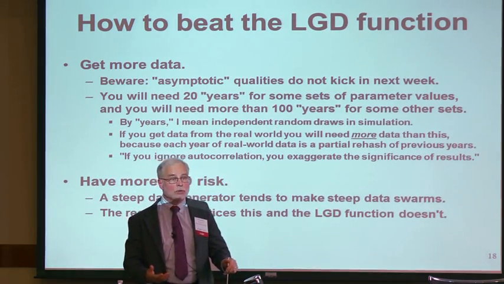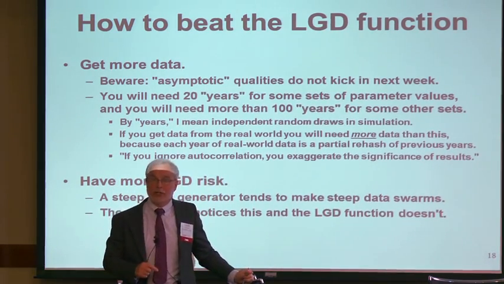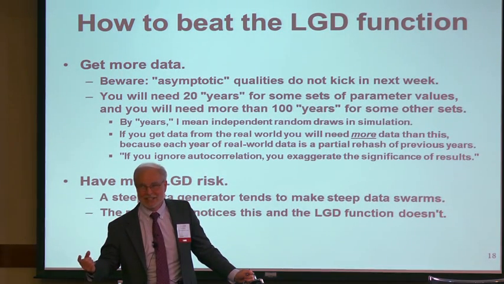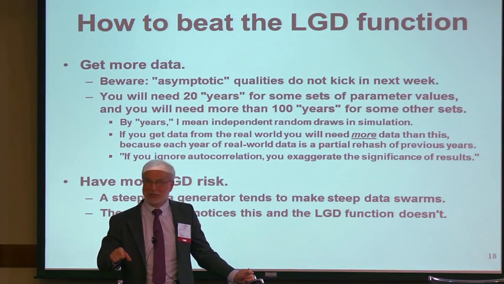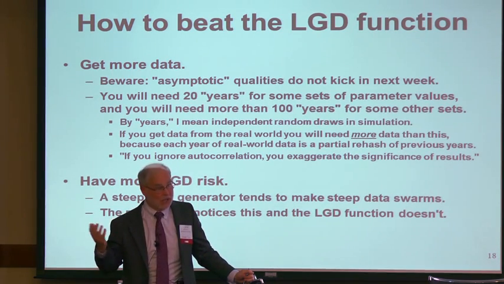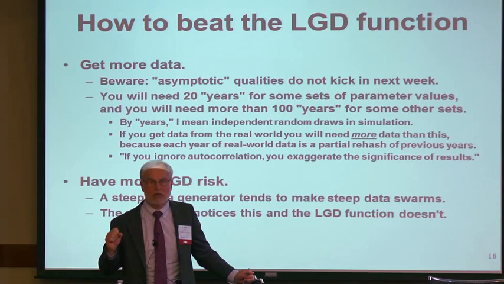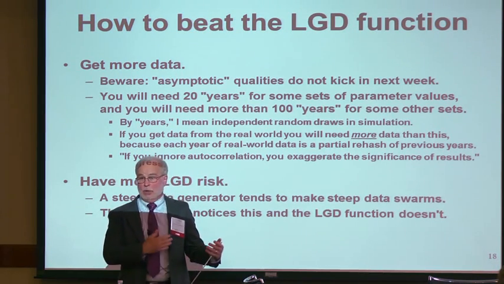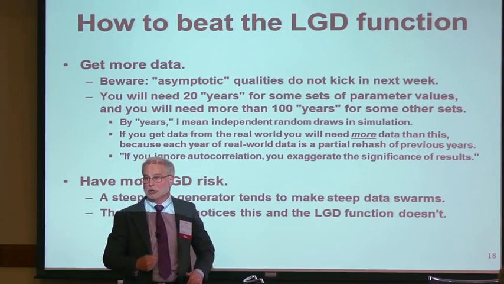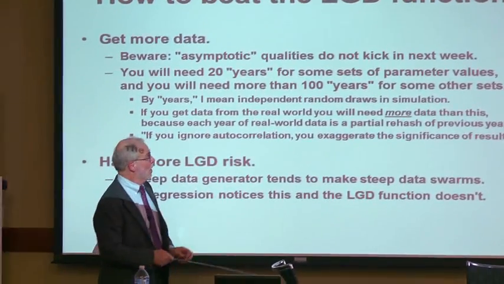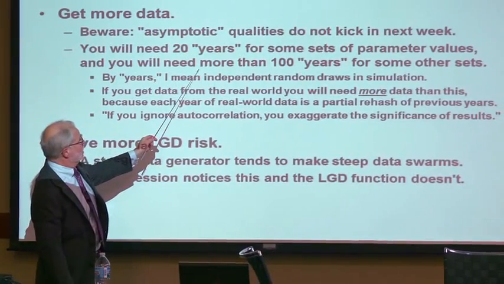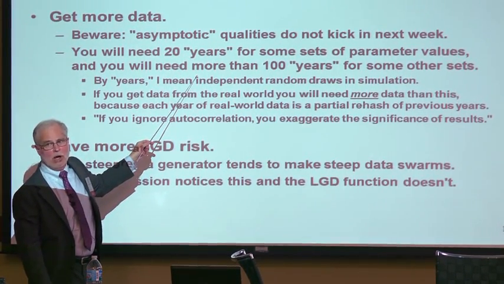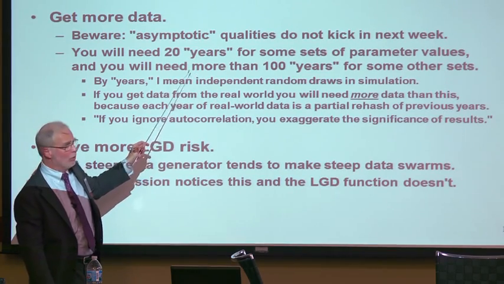If it turns out that the LGD function is actually a good description, I'm just saying here, but if it turns out that the null hypothesis actually is an adequate description of the data generation process, then maybe you need an infinite number of years to beat this, because the LGD function is always going to tend to be right. So you need a bunch of years, and you don't have them. There's no way. You're not going back to get 100 years of this stuff. You don't have it available.